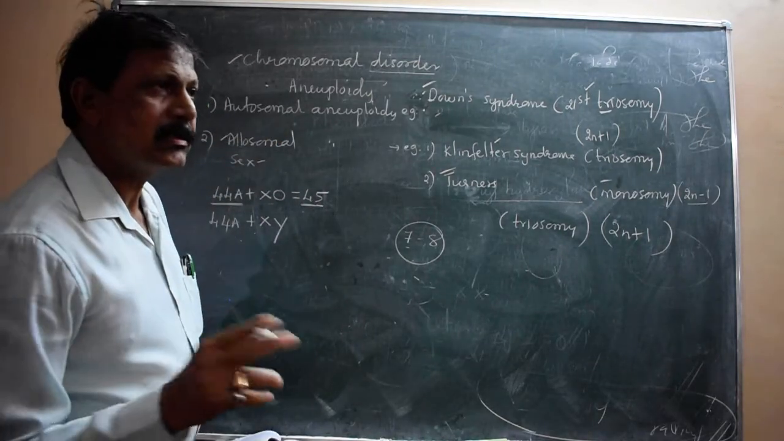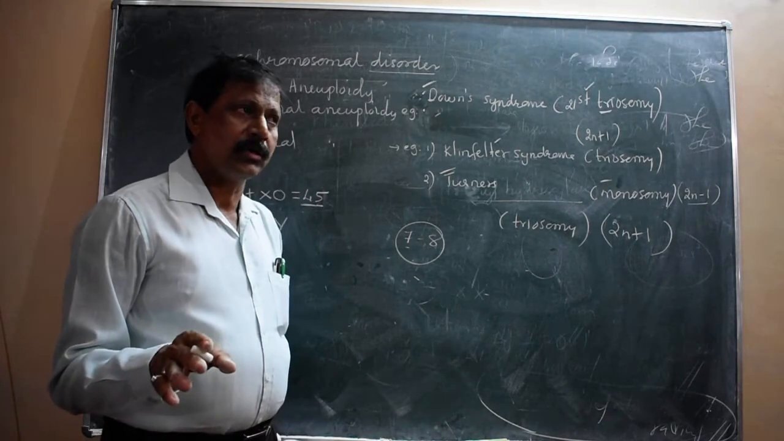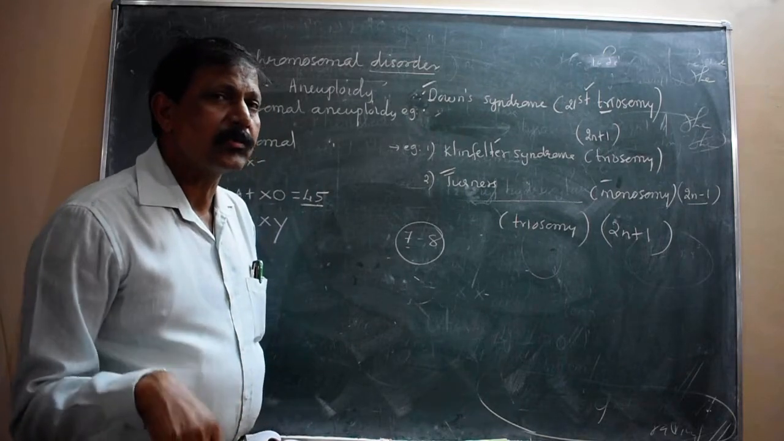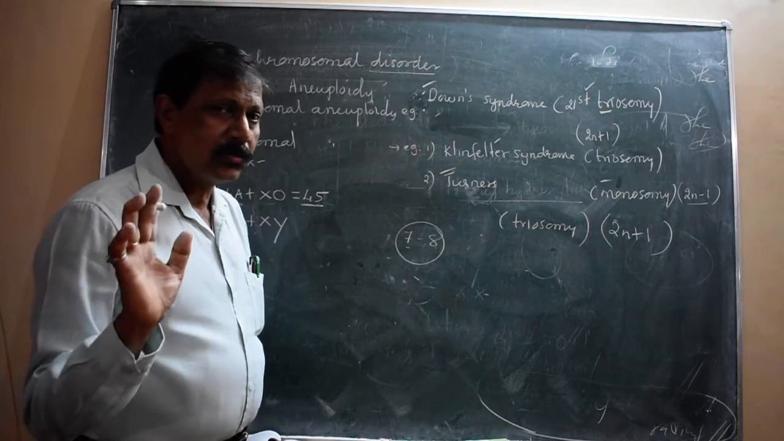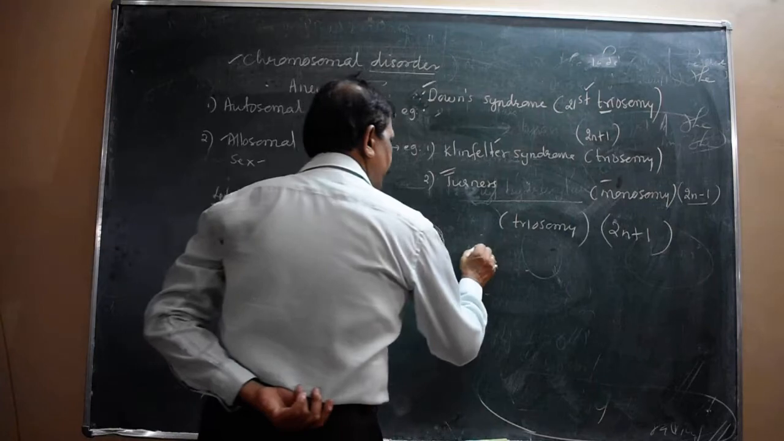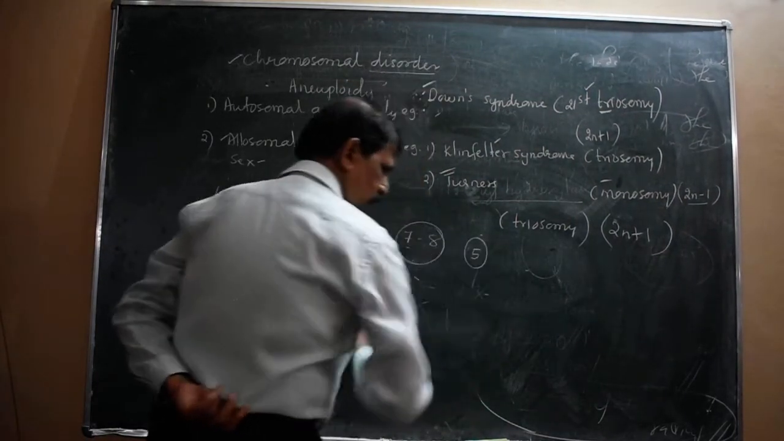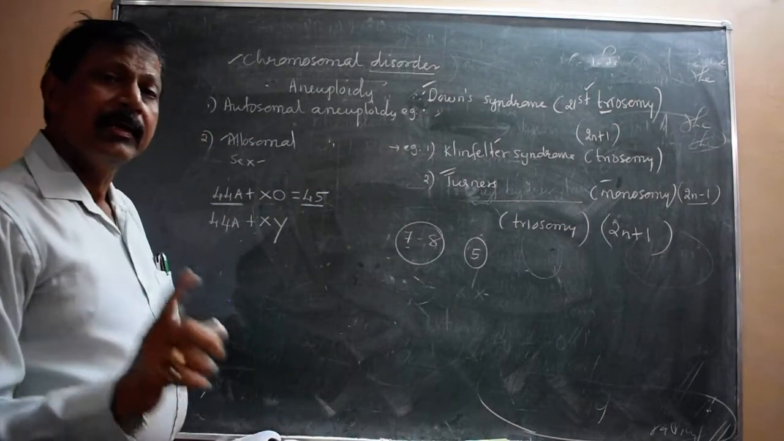So one gene inheritance is otherwise called a monohybrid cross, and two gene inheritance is otherwise called a dihybrid cross. Okay, so those two are very important. Many times it is asked as a 5 marks question, that you must remember.